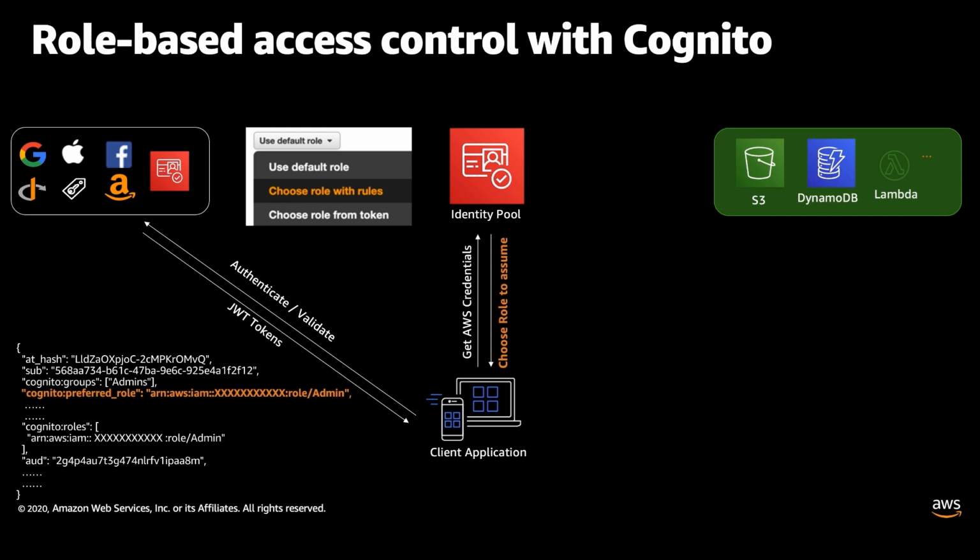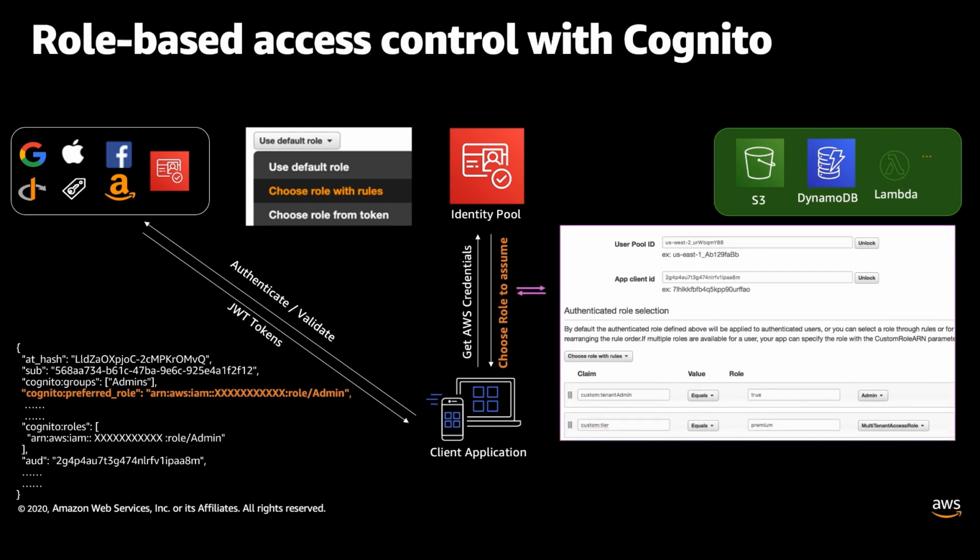Now, in the identity pool, you can configure it with multiple options. It can be configured to choose role from token. So if the user has been authenticated with a user pool and it's coming with a preferred role claim in the token, Cognito will assume this role and return credentials that are mapped to this IAM role. If you have a different provider or you want to choose role based on other attributes of the token, then you can select the option to choose IAM role with matching rules.